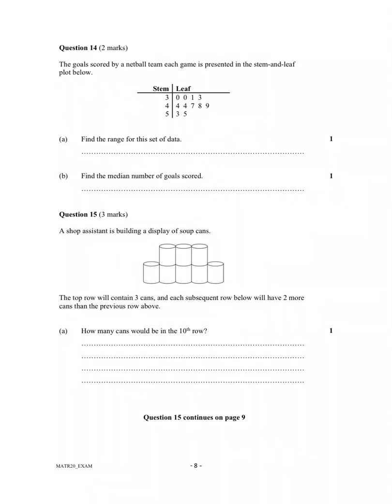We've got a stem and leaf plot here, and we've got to find the range and the median. Our range here is going to be 55 minus 30, which is 25. For our median, I'm going to count this up and say I've got 4 plus 5 is 9, 10, 11 scores. I'm going to halve that and say 1, 2, 3, 4, 5, 6. My 6th score is going to be our median, so my median is going to be 44, which is the 6th score.